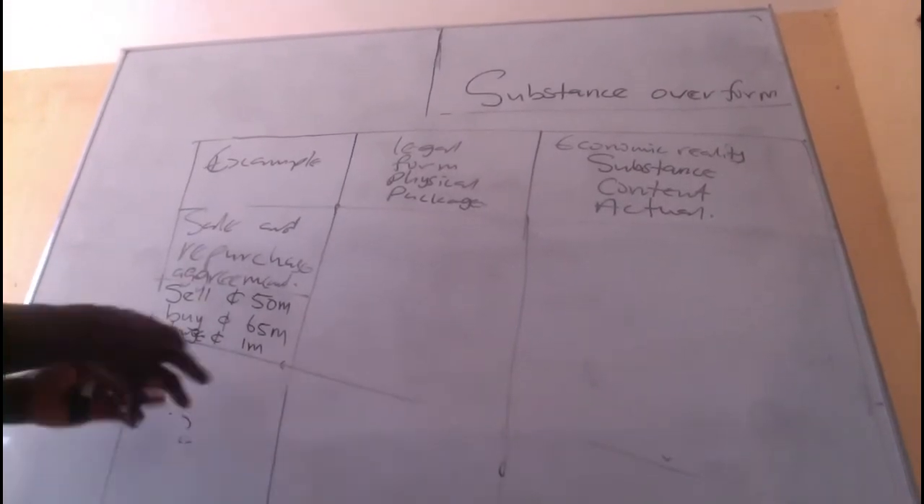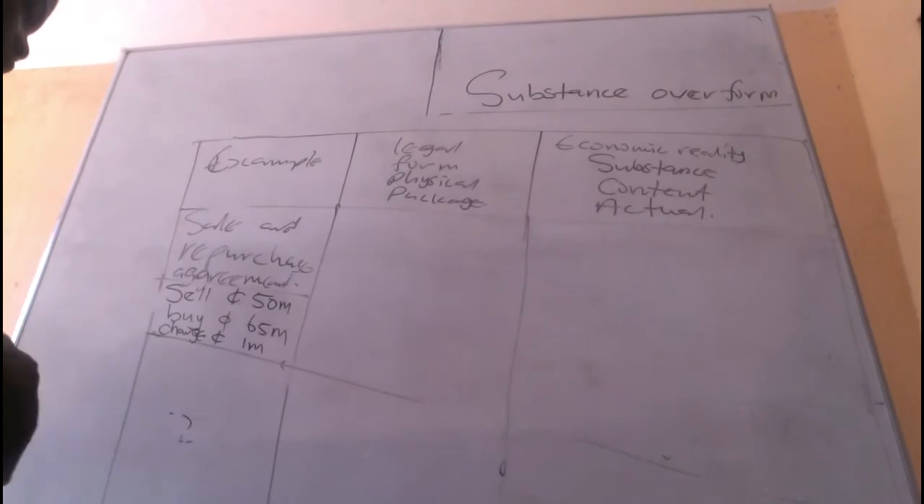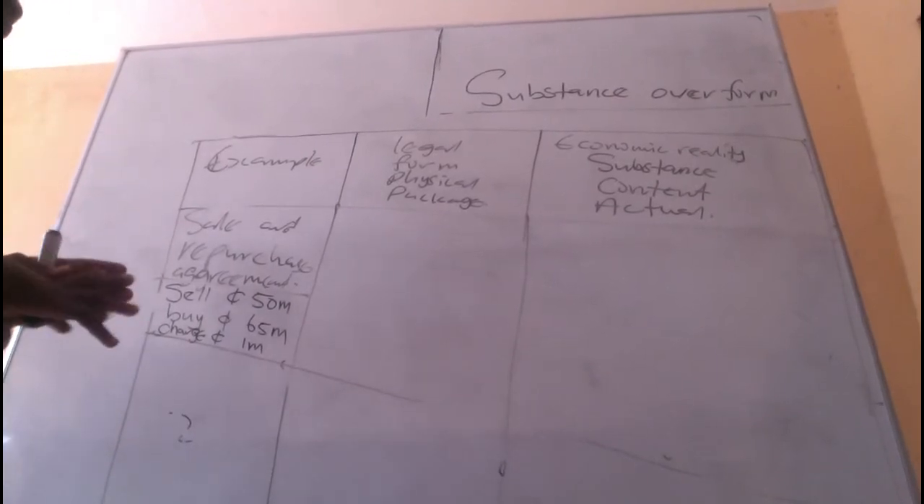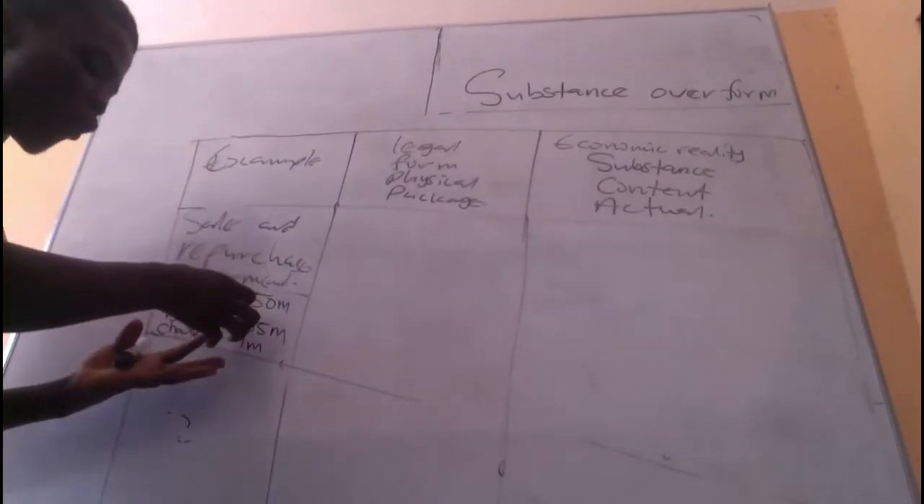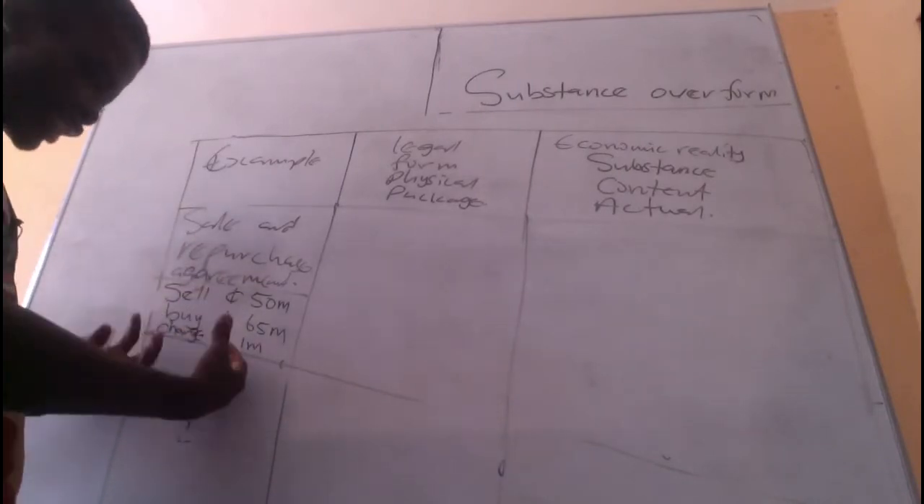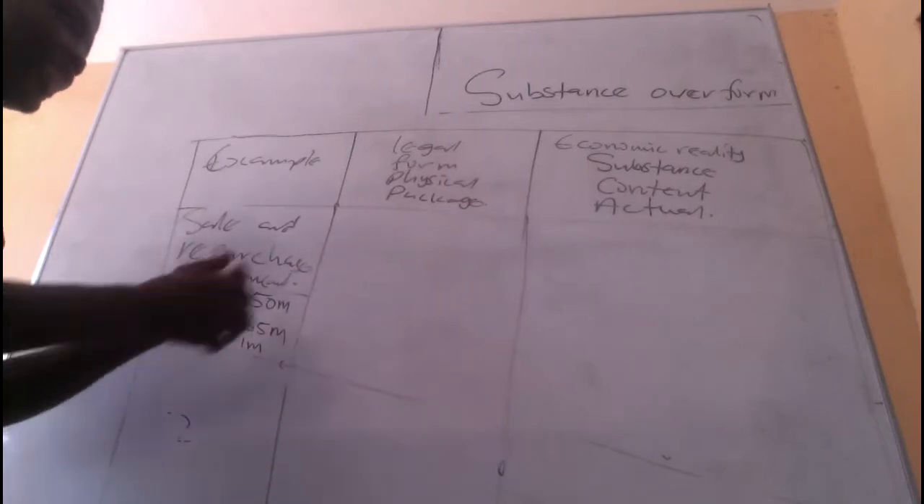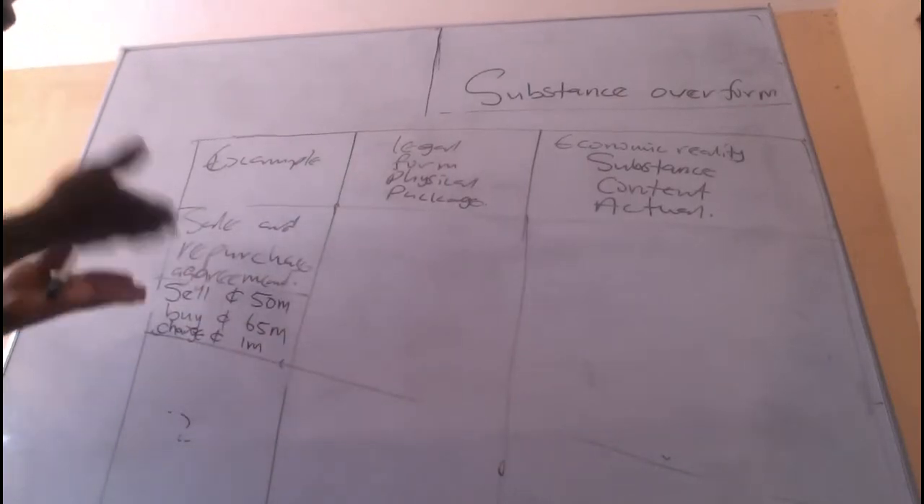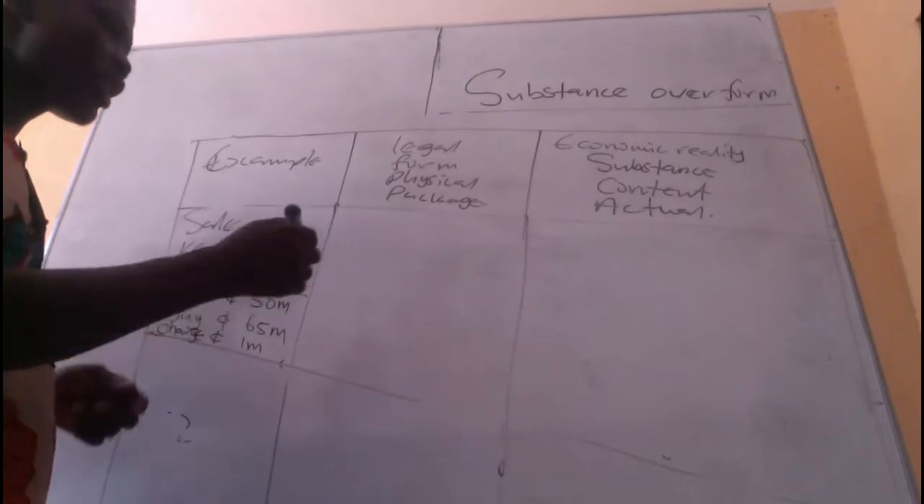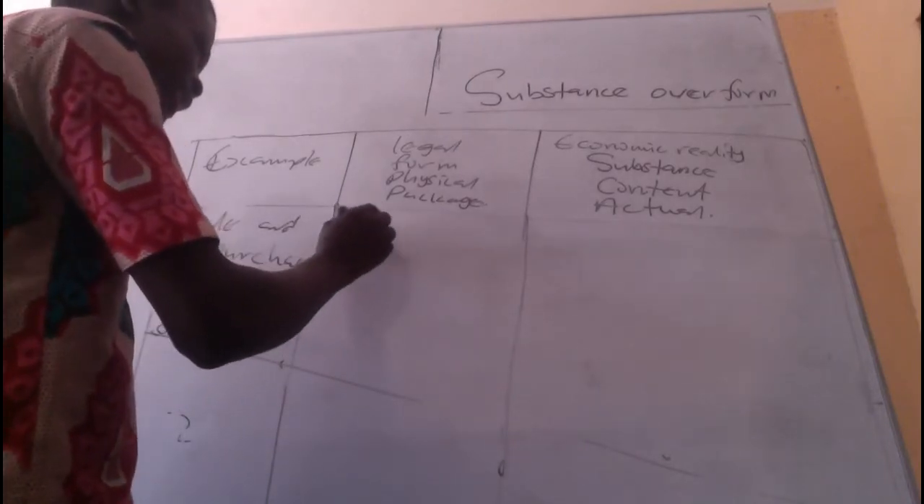So now this is the illustration. Now tell me the legal form. Explain the legal version of this transaction and then explain the economic version. So legally, let's see, is there any sale? Yes, there is a sale. So legally, yes, there is a sale.